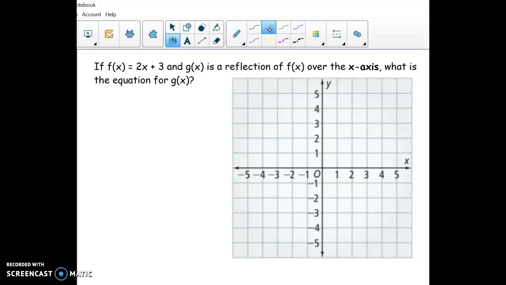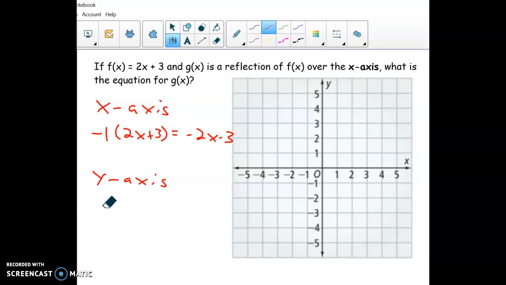Okay, so if you can memorize it, the trick is to reflect over the x-axis, you want to take the whole thing times -1. So I'm going to do -1 times 2x plus 3. That would be -2x minus 3. And if you ever want to reflect over the y-axis, I know that's not what's being asked here, you just do the -1 times the x part. So on this one, you just take -1 times just that front part, so it would be -2x plus 3.